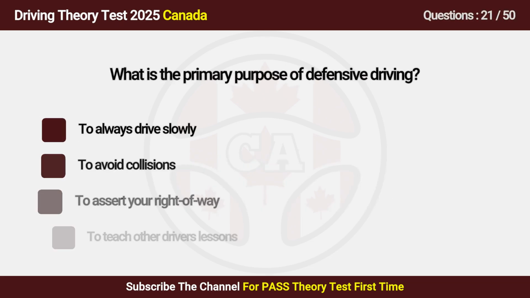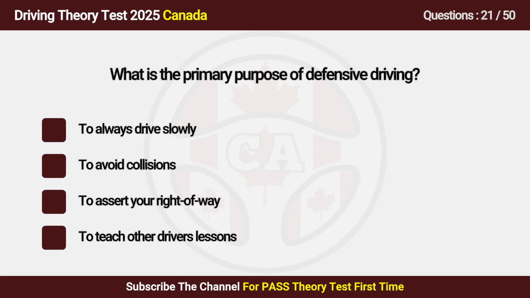Question 21. What is the primary purpose of defensive driving? A. To always drive slowly. B. To avoid collisions. C. To assert your rights. D. To teach other drivers lessons.